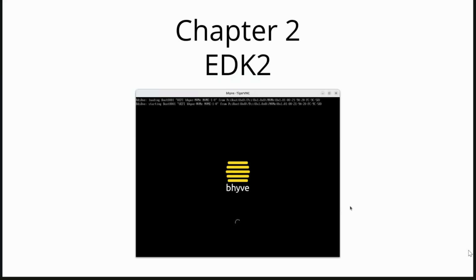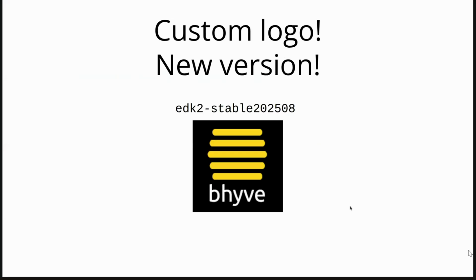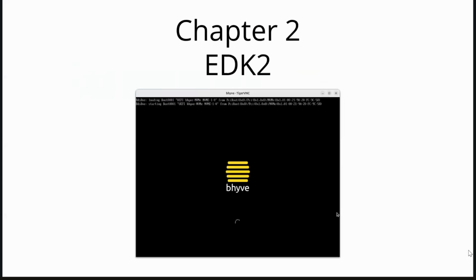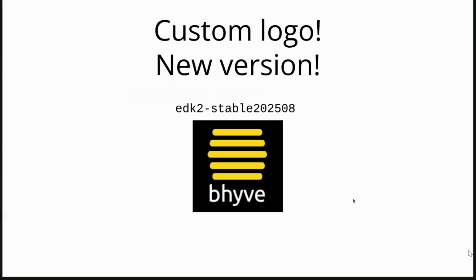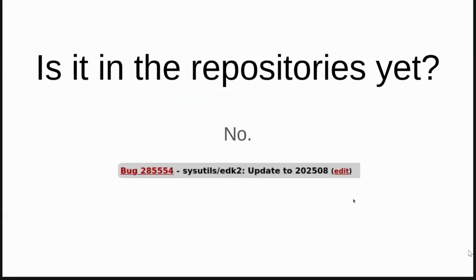Anyways, chapter 2. EDK2, the firmware. We got a new logo and a new version. I made a patch. It works in bhyve perfectly fine. And we have this very awesome logo that Michael Dexter suggested to me. So, is it in the repositories yet? No. It's been like that since spring, and it's still not merged.